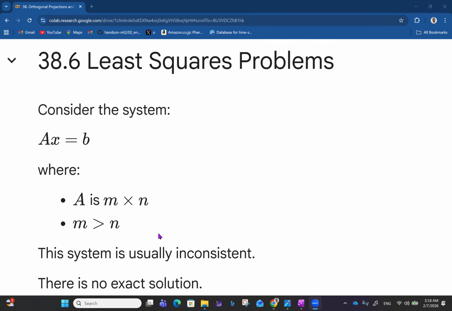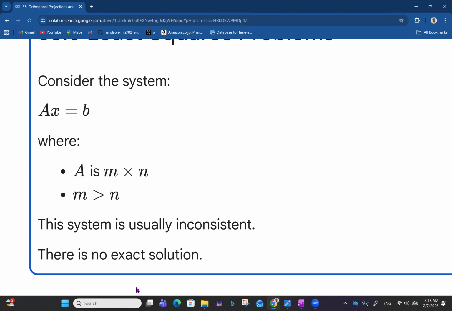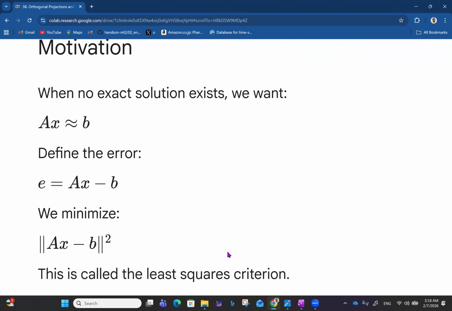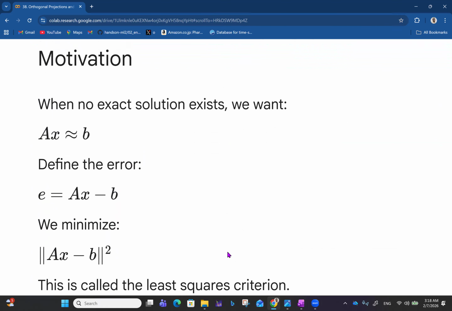So in that case, the system is going to be inconsistent because we have more equations than we have variables. So we are going to have an inconsistent system, no solution, in fact. So this system is usually inconsistent, so there's no exact solution. All right. So the motivation here is this. When no exact solution exists, we want AX to be approximately B. So we define the error to be AX minus B.